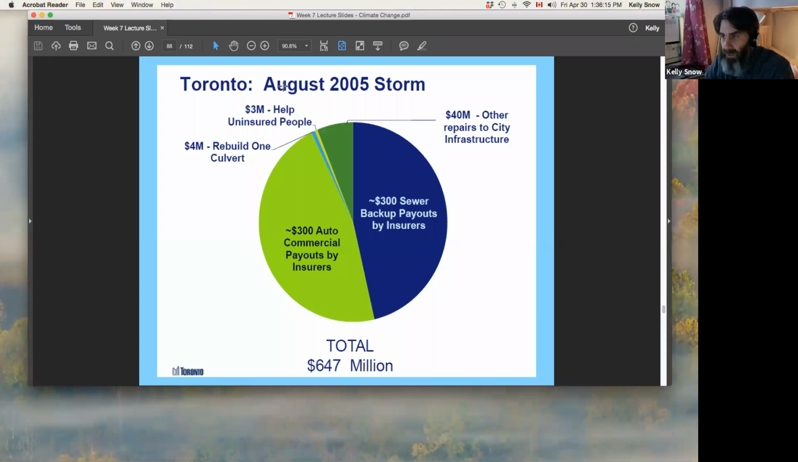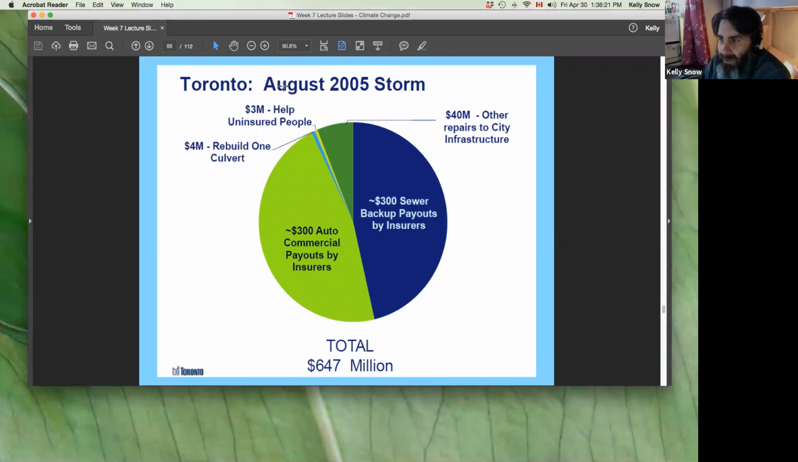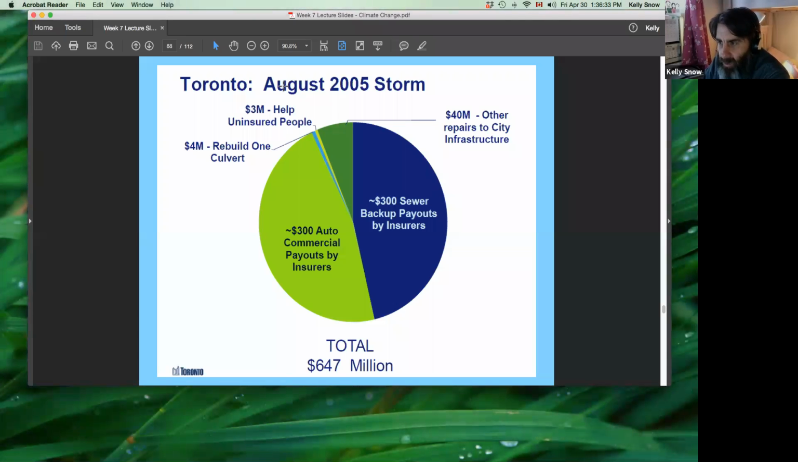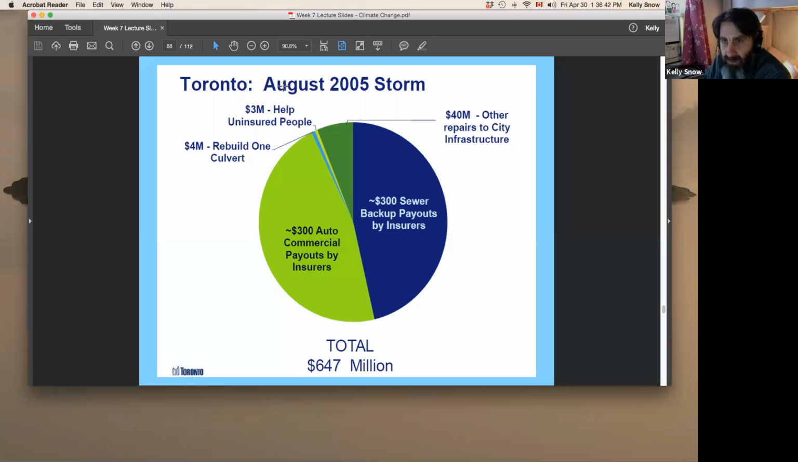Okay, so let's take a look here. 2005 storm, $4 million to rebuild one culvert. Okay, $3 million to help people who were uninsured. There's $40 million to repair other city infrastructure that was damaged. So $47 million to the city of Toronto for one single storm event.